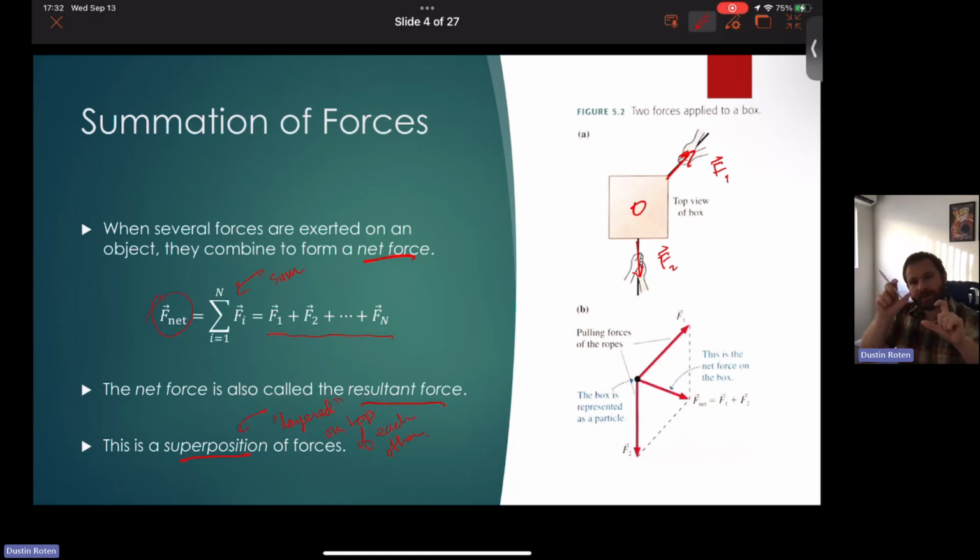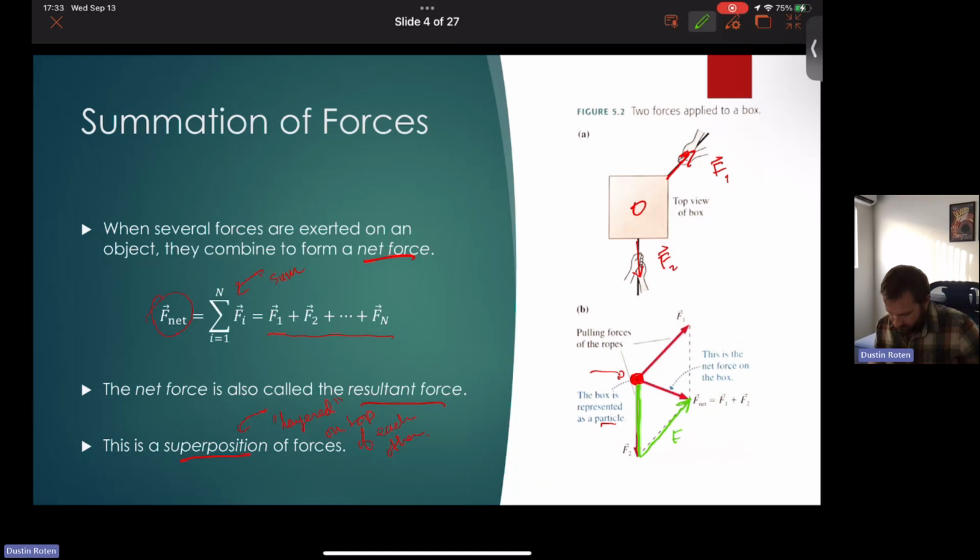So we can take these two vectors I've drawn and put their tails at the origin. Okay. So here, this is our box now. It's represented as a particle. All right. Now we just add these two vectors together. We can do that with the tip to tail method. Okay. So let's say I take vector 2 here. Let me switch this to green. So let's say I take vector 2 and then I slide vector 1 down and add it to it.